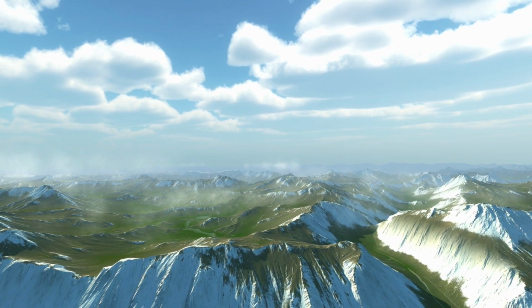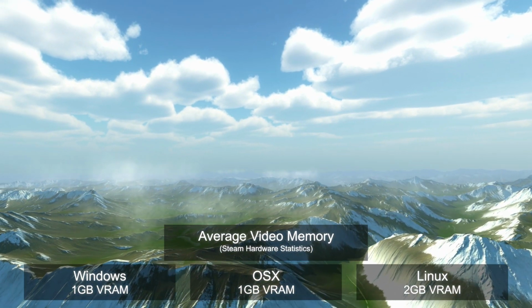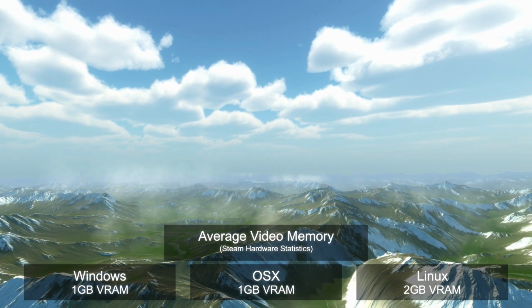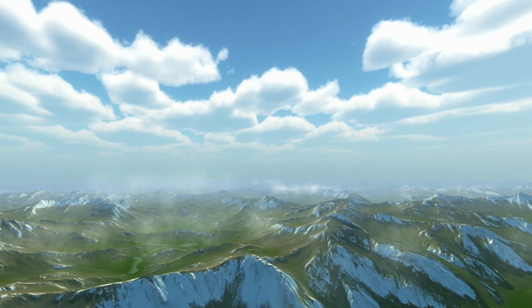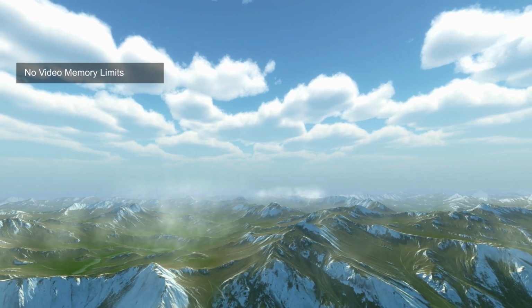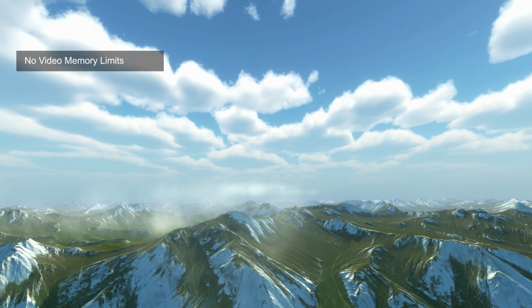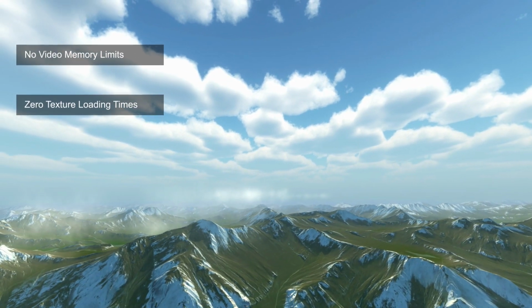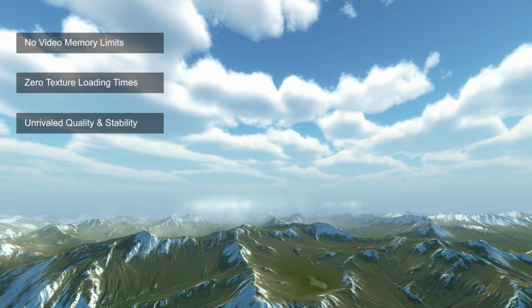Without Amplify Texture 2, standard scenes are limited by the total amount of video memory available. This will commonly result in texture reduction, stuttering texture swaps, and even crashes. At its core, Amplify Texture 2 eliminates this common limitation. By virtualizing textures and streaming according to what is required for any specific frame, you will achieve zero texture loading times, improved stability, and higher levels of fidelity previously impossible without this technology.